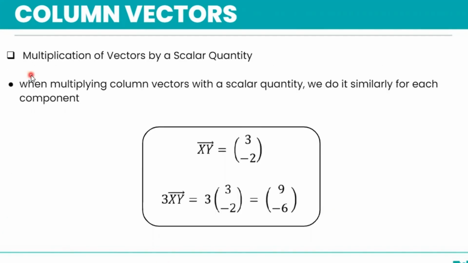We can also multiply vectors by scalar quantities. If we are multiplying vectors by scalar quantities, what we do is we take the scalar value and multiply it by the horizontal component of the vector, as well as the vertical component of the vector. Looking at this example, they've given us vector xy, and they're told that this is 3, negative 2. If I want to find out 3xy, then I would multiply 3 by 3, and then multiply 3 by negative 2, which would give me 9, negative 6.